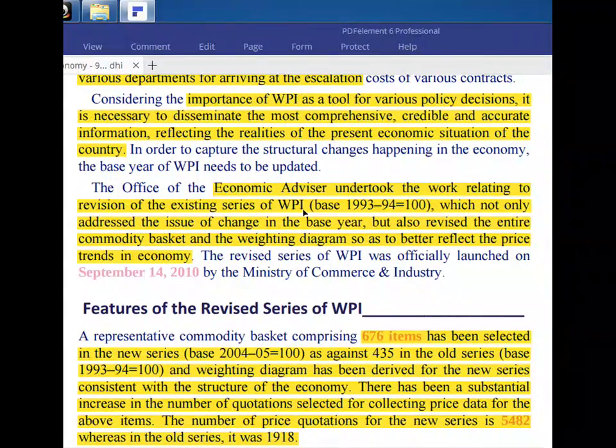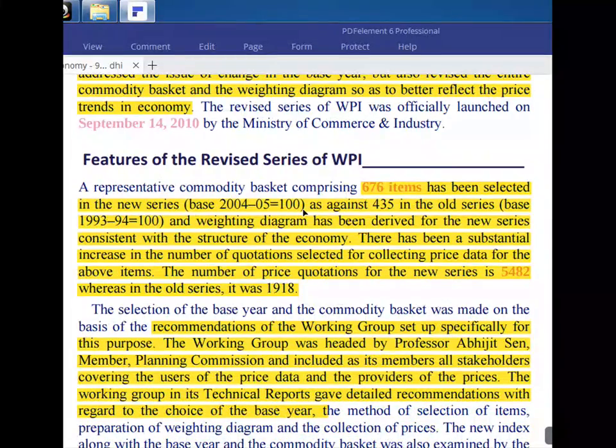The Office of the Economic Advisor undertook the work relating to revision of the existing series of WPI, base 1993-94, which not only addressed the issue of change in the base year but also revised the entire commodity basket and the weighting diagram so as to better reflect the price trend in the economy. The revised series of WPI was officially launched on September 14, 2010 by the Ministry of Commerce and Industry.